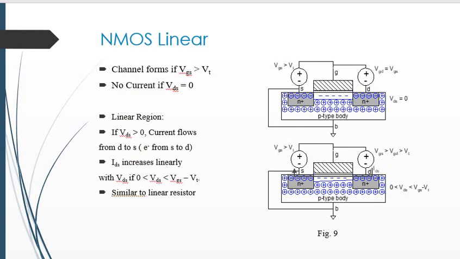Okay, when we apply a gate voltage greater than the threshold voltage, what happens? Now the inversion region of electrons creates a channel, and we can say that the channel is connected between the source and the drain, creating a conductive path. The number of carriers and the conductivity increase with the gate voltage.